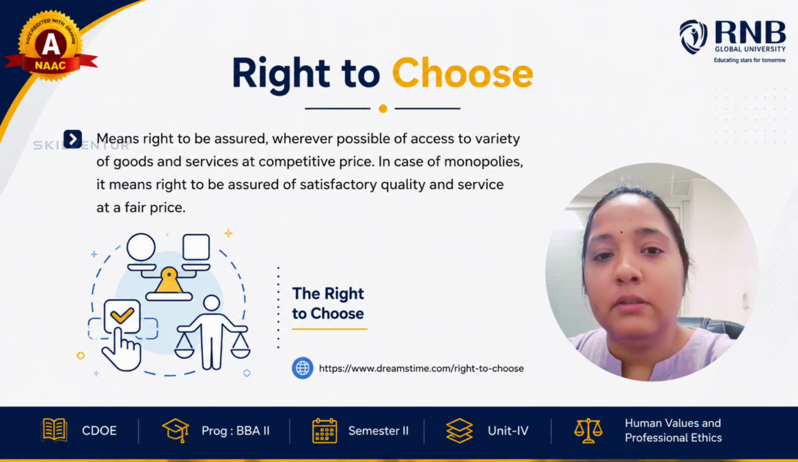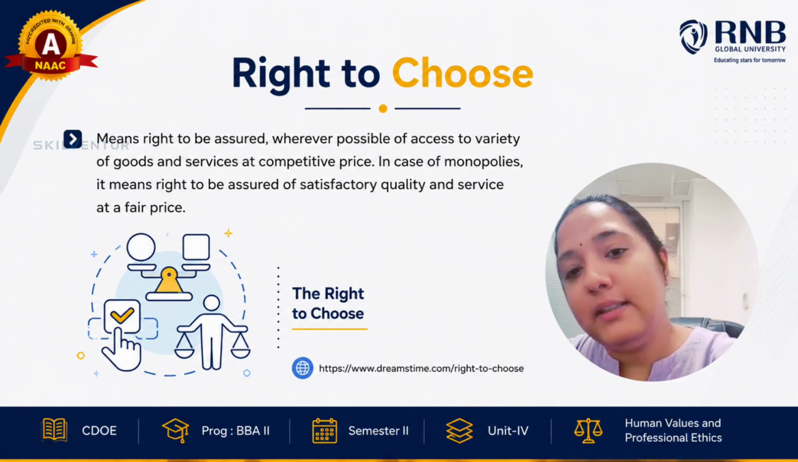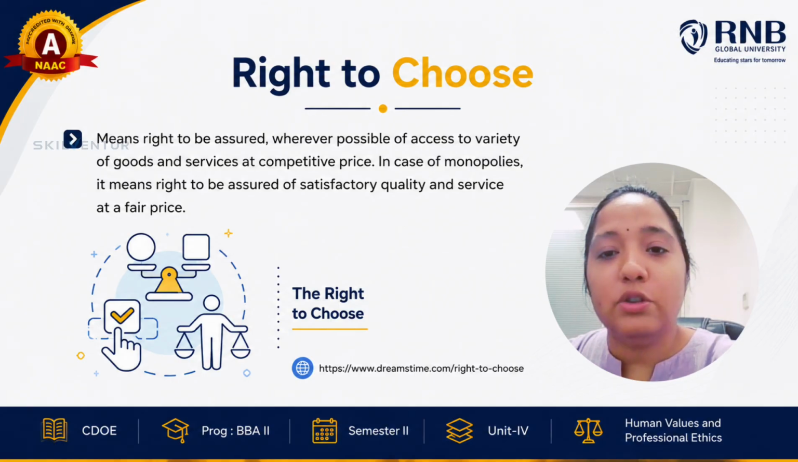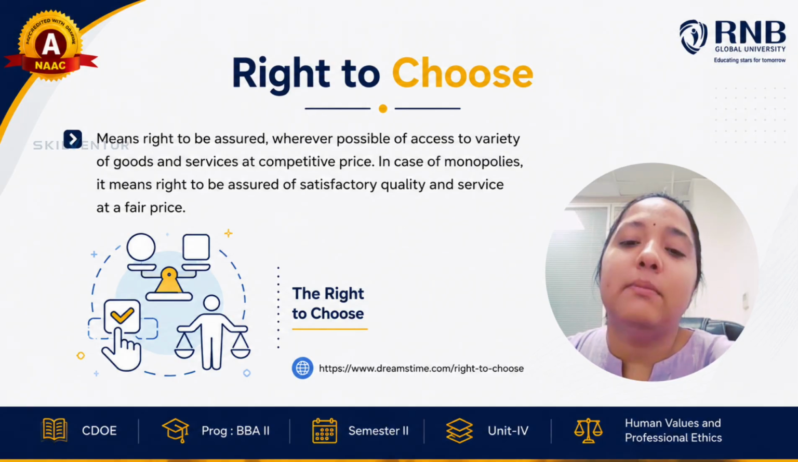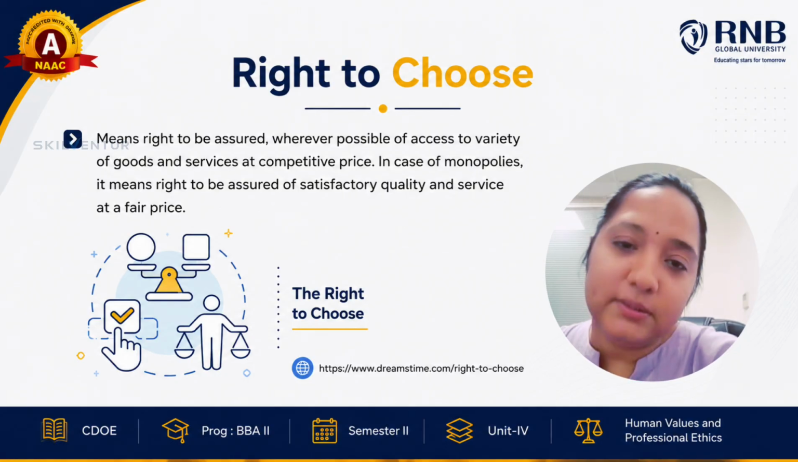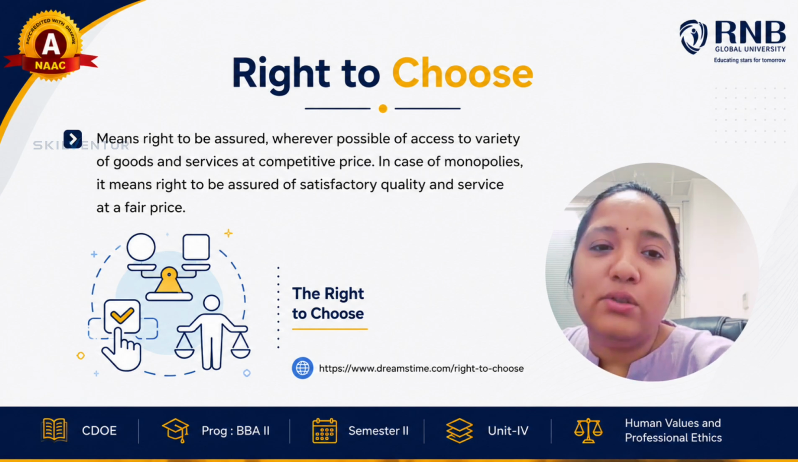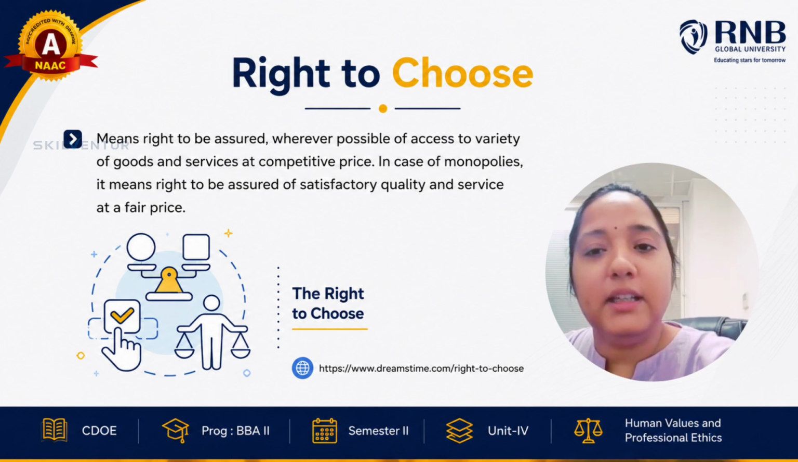So for example, when you go to buy a mobile phone, you can choose from different brands like Samsung, Apple or Xiaomi. So this freedom to compare and select is an example of the right to choose. So to conclude, the right to choose empowers consumers, gives them control over their decisions and helps create a fair and competitive market.